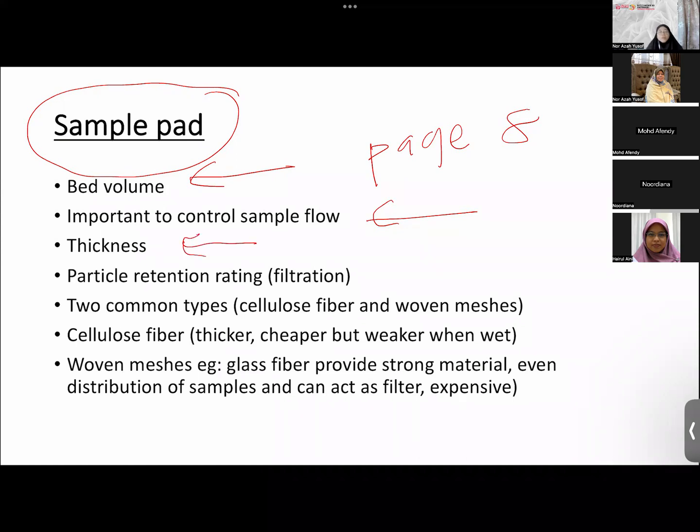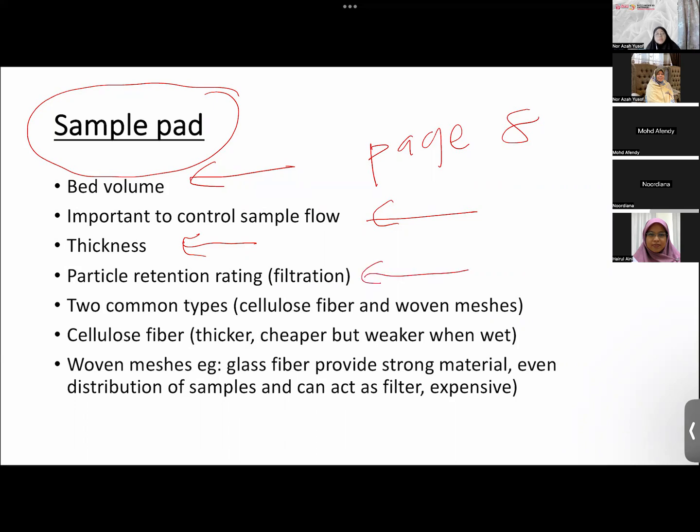It is important also to check the thickness of the sample pad. This is also related to sample flow control. We have these issues because we are working with sputum samples. As I mentioned, some sputums are less viscous, some sputums are too viscous. So we have this problem, sometimes the sample does not flow. This is a big issue in our case.